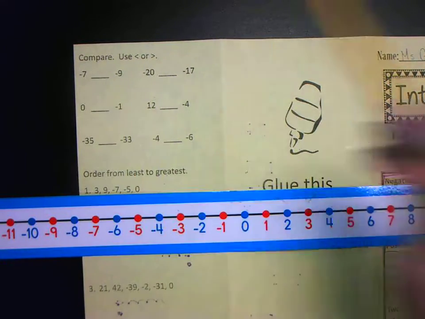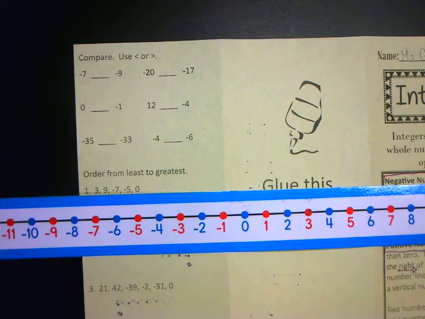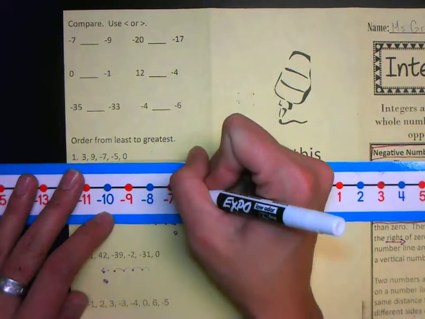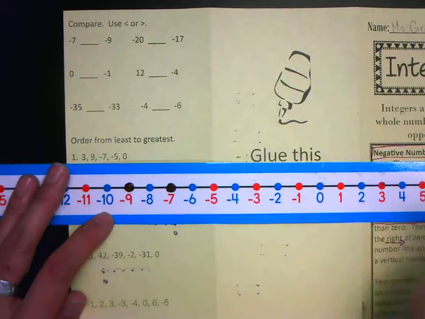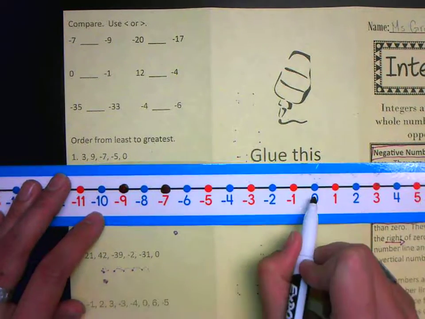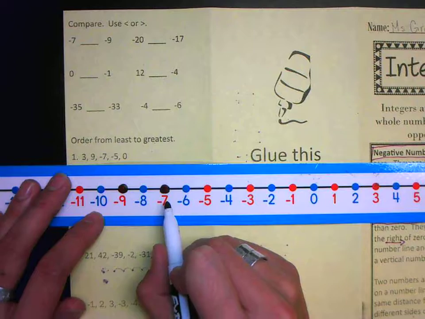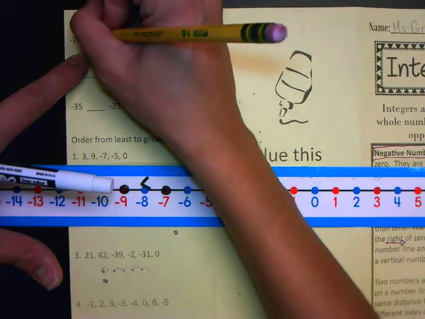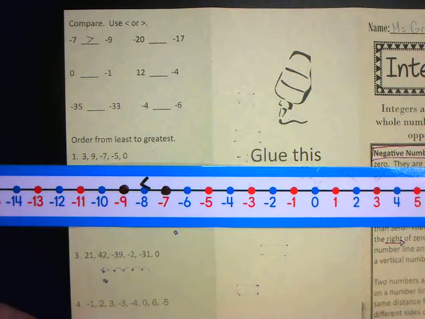So we have negative 7 and we have negative 9, okay? On our number line, I'm going to plot it. I have negative 7 and negative 9, okay? Which number is closer to 0? It's going to be negative 7, so I want the alligator to eat negative 7 because it's closer to 0. So on here, I want the alligator to eat negative 7, so that one's larger.